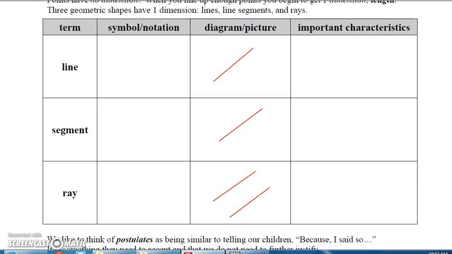Alright, we're back. Does anybody remember what the three undefined terms were from geometry? Very important. We talked about it on day one. Remember? Point, line, and plane. What we're going to do now is look at a couple other things, not just a line, that have one dimension, which is length. So, as you can see in the chart, we have a line, segment, and a ray.